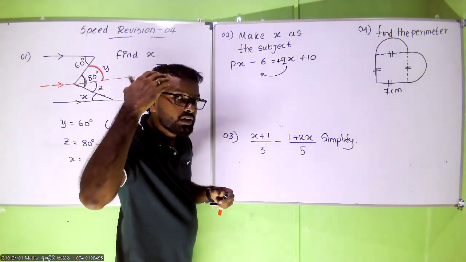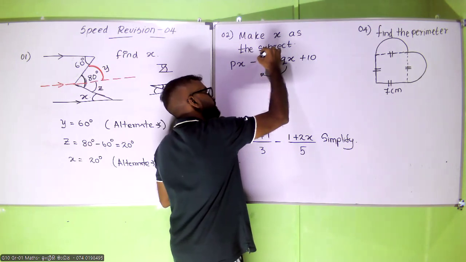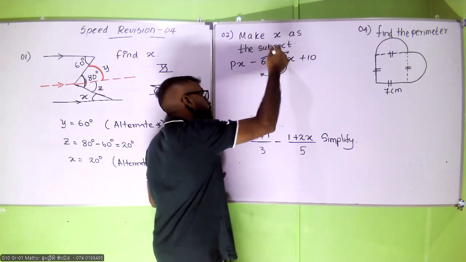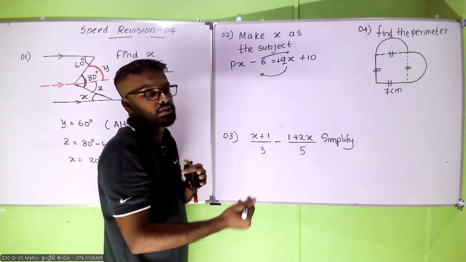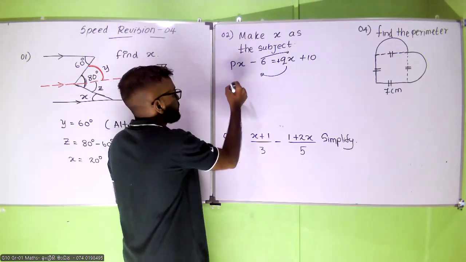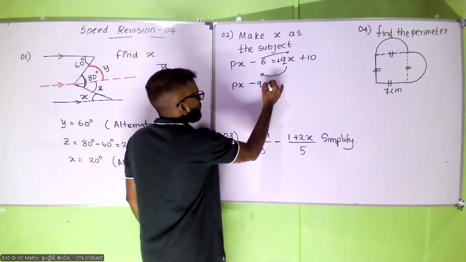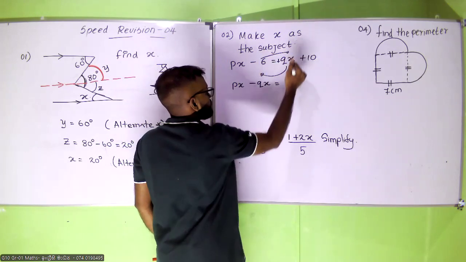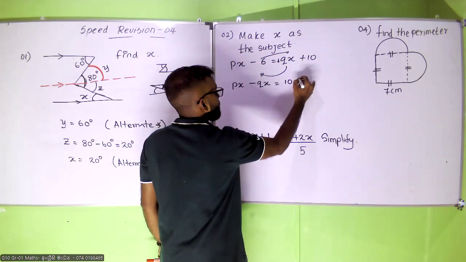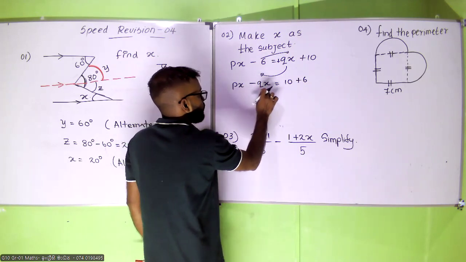You have to convert that by using your mind. Then minus 6, if this goes to the right hand side, it automatically becomes positive 6. I am going to do both steps in one step. So px minus qx equals 10, and minus 6 goes to the other side, so already we have 10 plus 6. So here you have px minus qx, right?